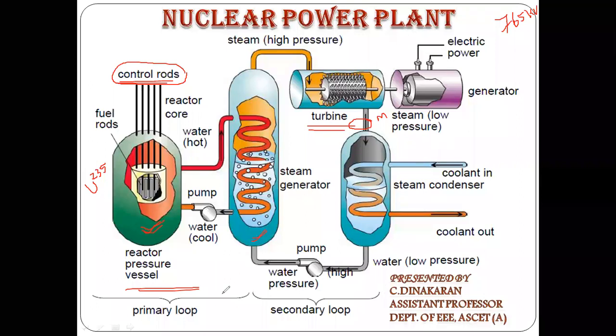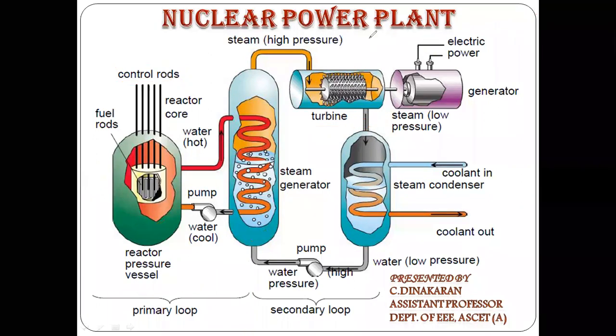Here, there are two loops. One is the primary loop, and the other is the secondary loop. In the primary loop, the nuclear reactor and the heat exchanger produce the steam. In the secondary loop, the wasted steam from the turbine is collected in the condenser. Again, after reheating in the intermediate stages, it is fed back by the feed water pump. This is the secondary loop.